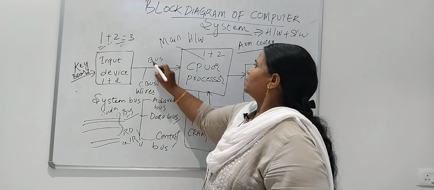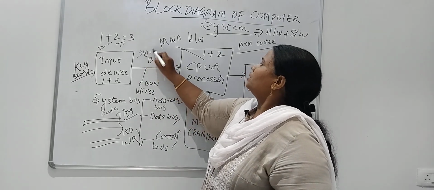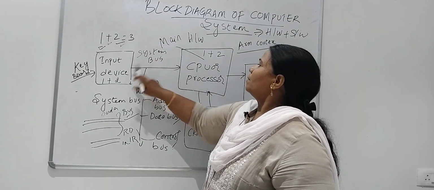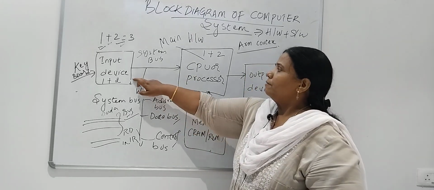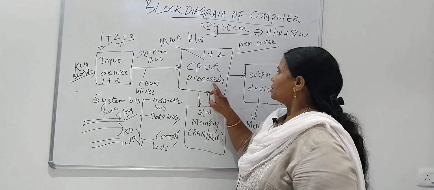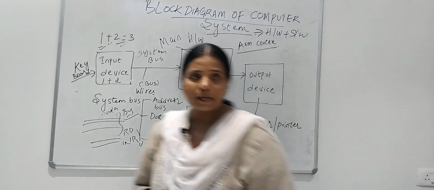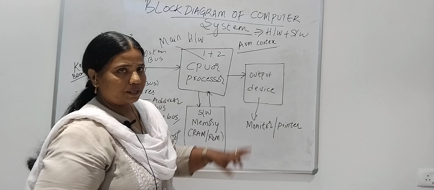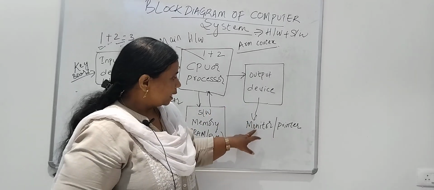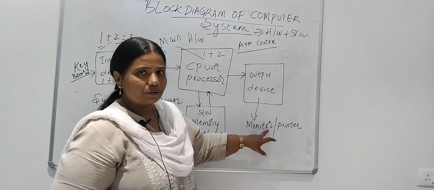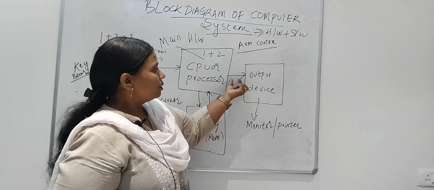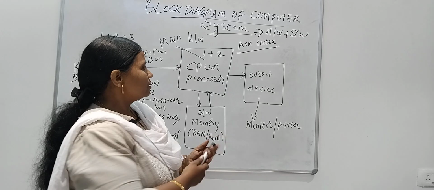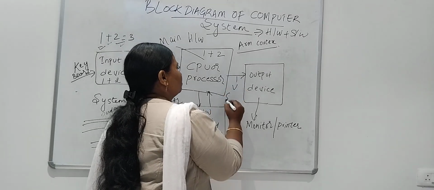Your system bus is shown here, connecting one hardware device to another, that is, the input device to the CPU. Similarly, your CPU will be connected to the output device. What will be your output device? A monitor or a printer, where you can view the result. The CPU is connected to the output device using one more system bus.